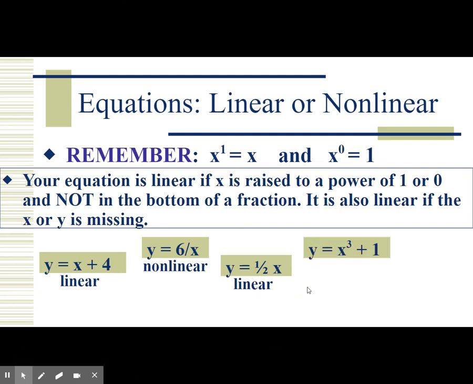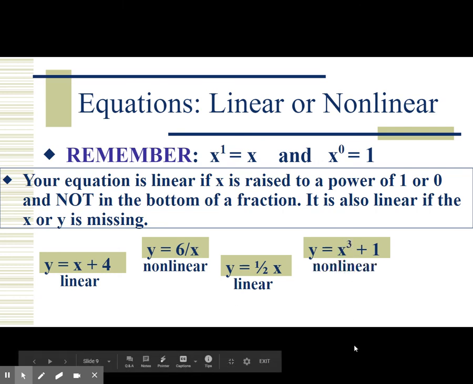All right, we look at this equation. There's our x. Find the exponent. What is it? It's a 3. Well, it has to be a 0 or a 1. So since it's a 3, it's nonlinear.